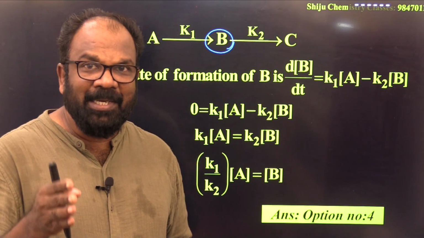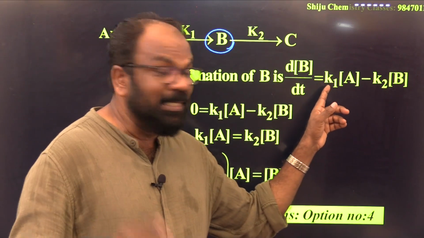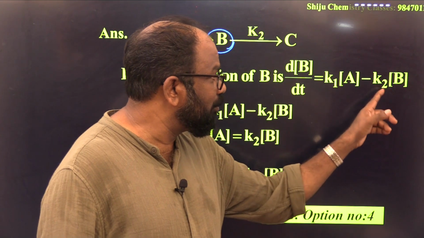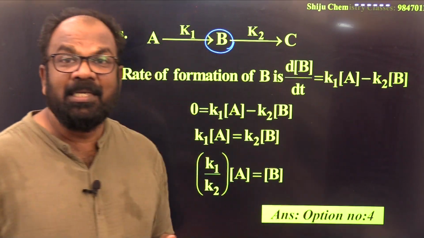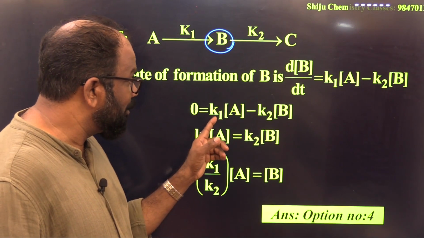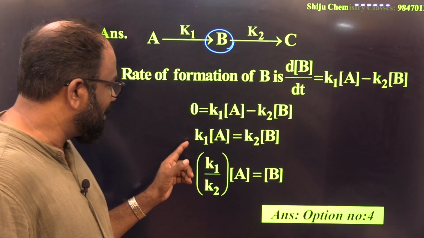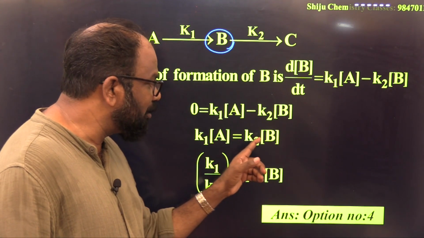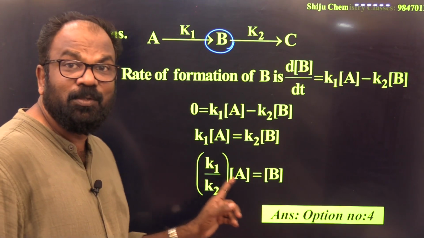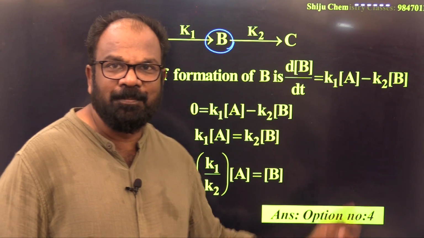The rate of formation of B can be represented as plus dB by dt, that is equal to rate of the first step reaction, that is K1 into concentration of A, minus the rate of the second step, that is K2 into concentration of B. Here the rate of formation of B is given as 0. Therefore, 0 is equal to K1 into concentration of A minus K2 into concentration of B. That is K1 into concentration of A is equal to K2 into concentration of B. Therefore, concentration of B is equal to K1 by K2 into concentration of A. Therefore, here the answer is option number 4.